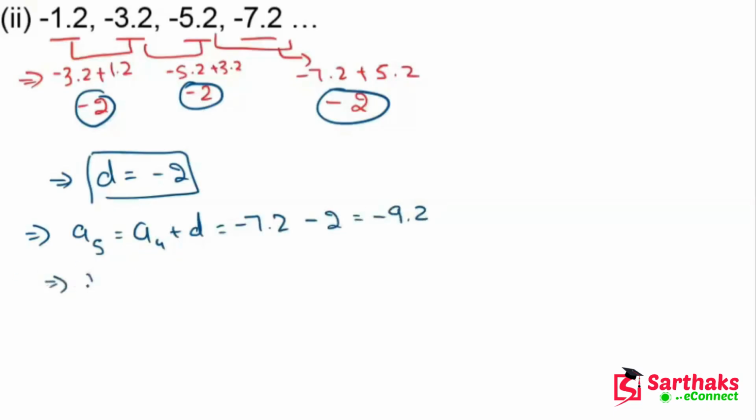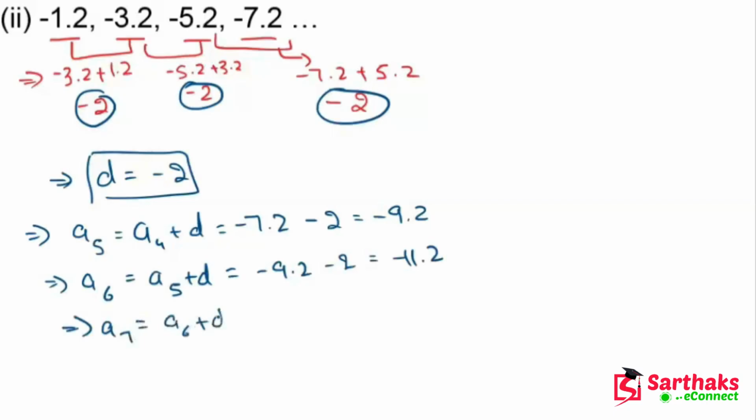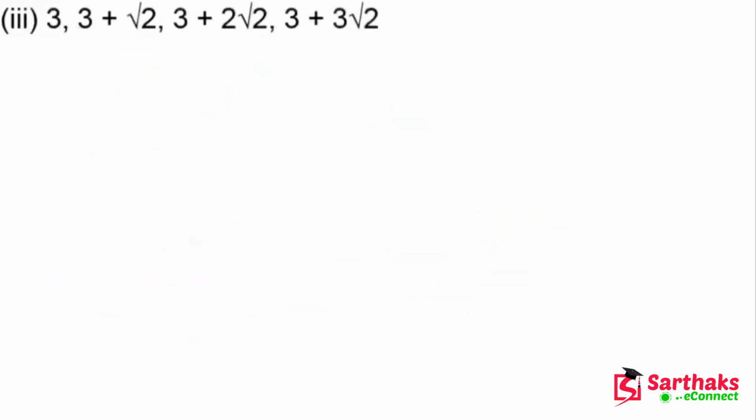Now we have to find A6. A5 plus D means minus 9.2 minus 2, we get minus 11.2. And what is A7? A6 plus D, we get minus 11.2 minus 2, and now we get minus 13.2. So friends, finally this is our answer. Okay, yes, let's move on.